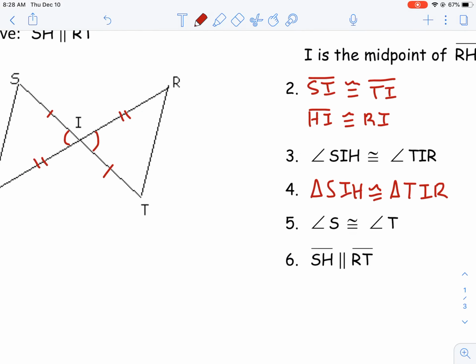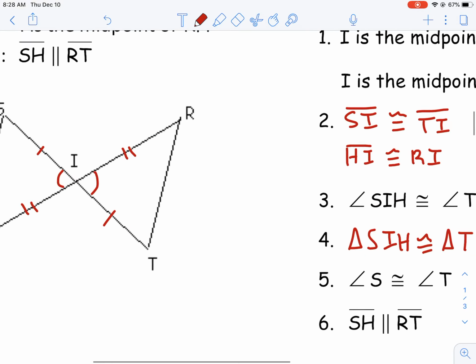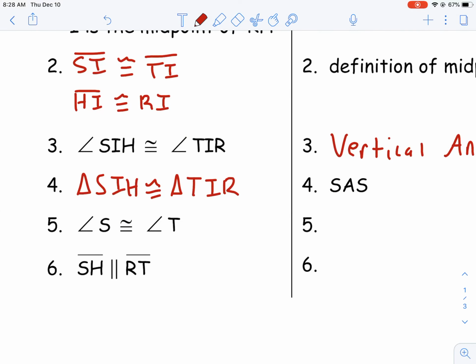Okay, now what? So this is kind of a weird proof. We're trying to prove these lines are parallel. Lame proof. All right. Angle S is congruent to angle T. How would we know that? We would know that by CPCTC, right? That's what we use right after we say the triangles are congruent. We can say any part we want is congruent by CPCTC, okay?